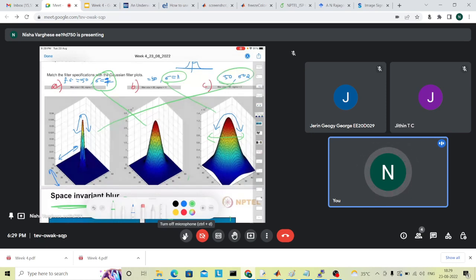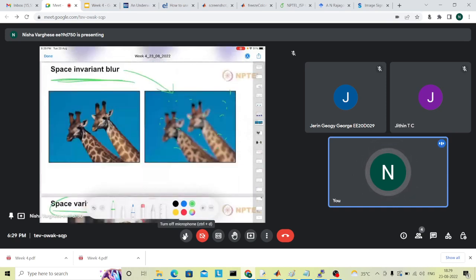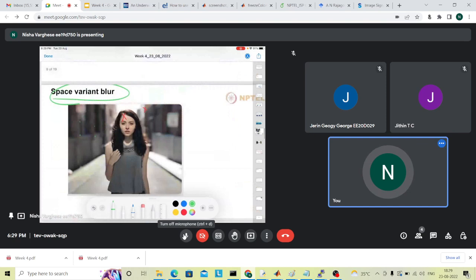Then space invariant blur. At every pixel position, the blur will be the same. That type of blur is space invariant blur. Then comes space variant blur. In space variant blur, we'll have different blur at different positions. Blur depends on space.